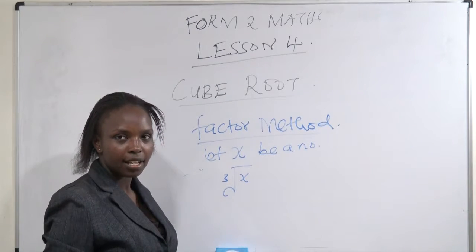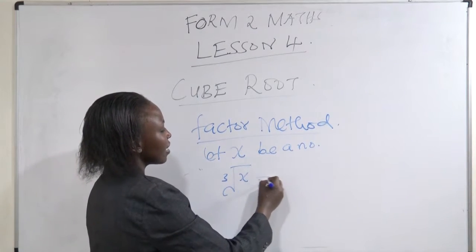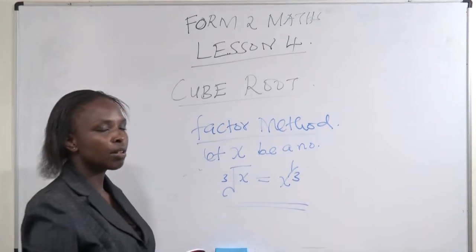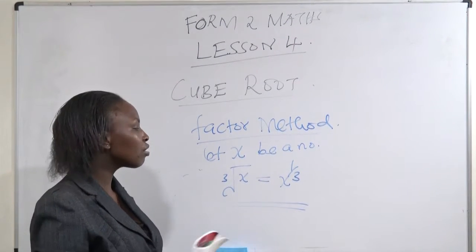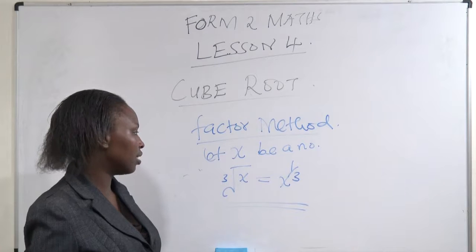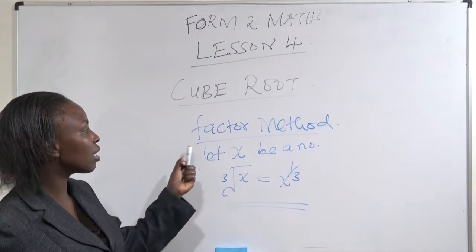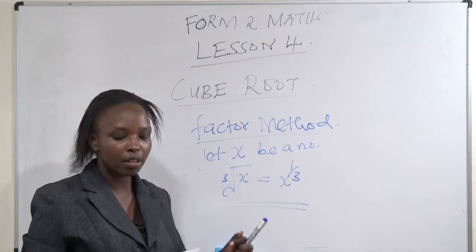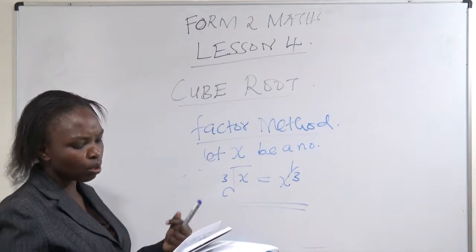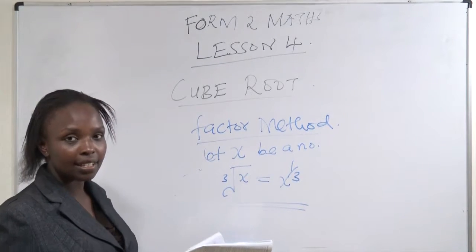So I want you to note that the cube root of a number implies that number to the power a third. That is one point you're supposed to understand: the cube root of a number means that number to the power a third. So the cube root of x is equal to x to the power a third. For you to be in a position to use the factor method, the given number must be such that it can be expressed as a product of its prime factors in power form.